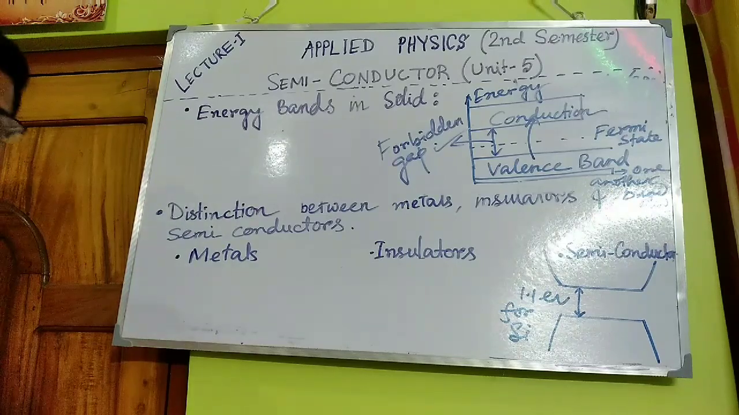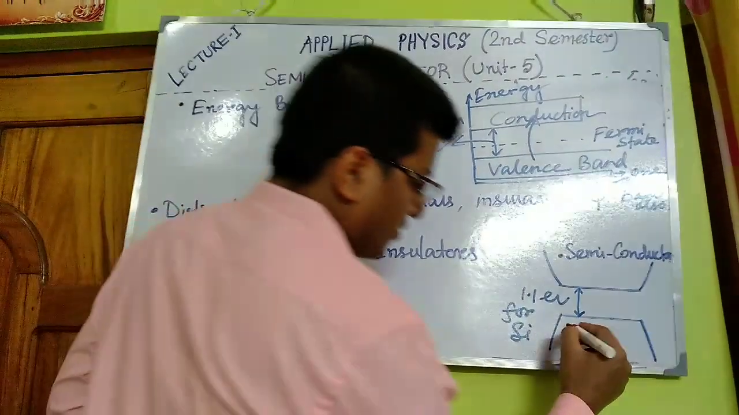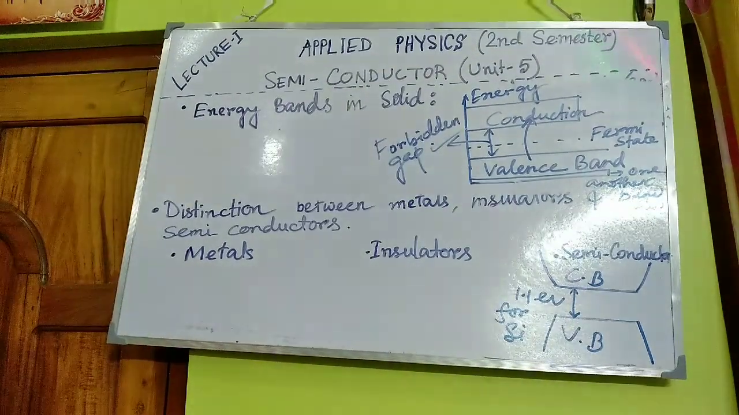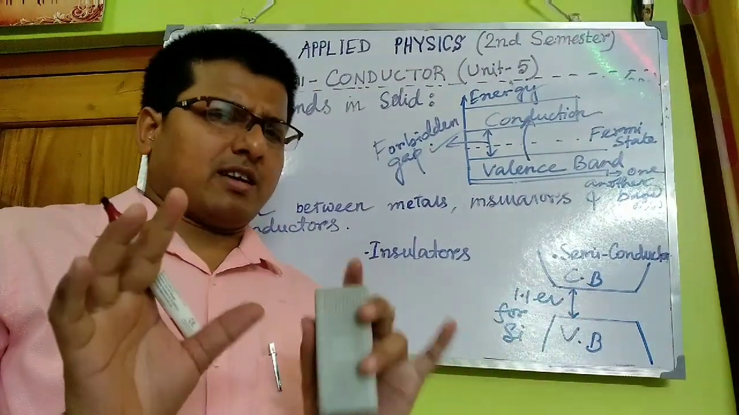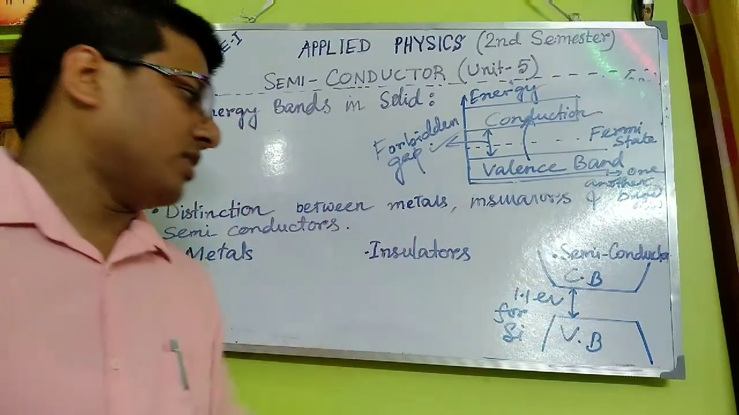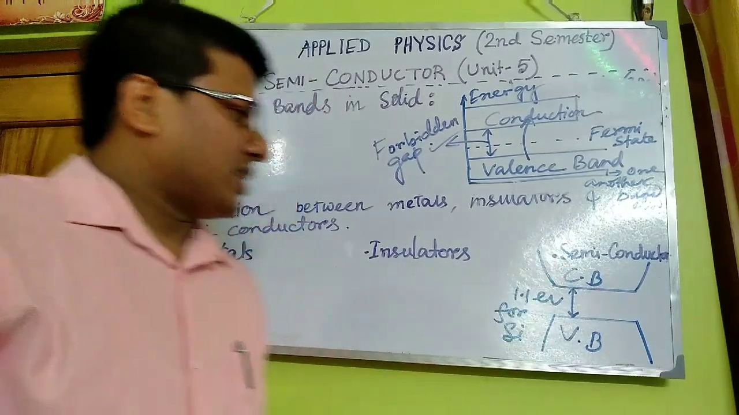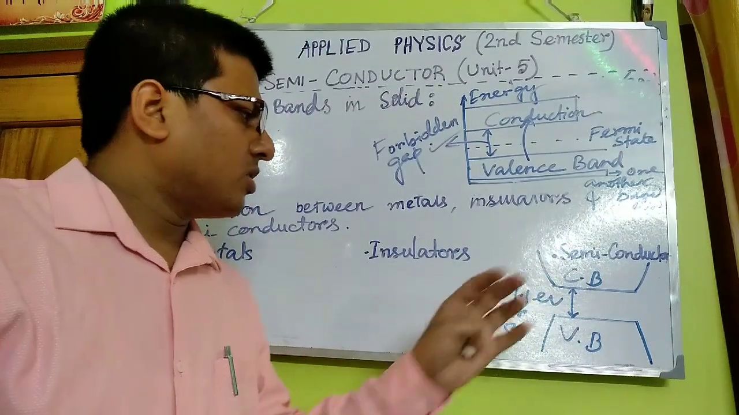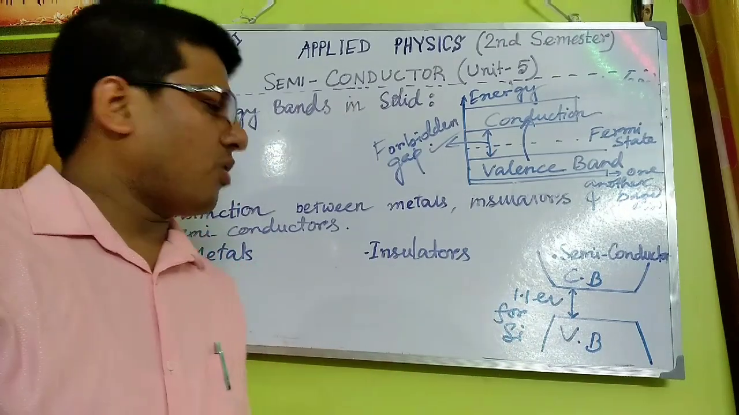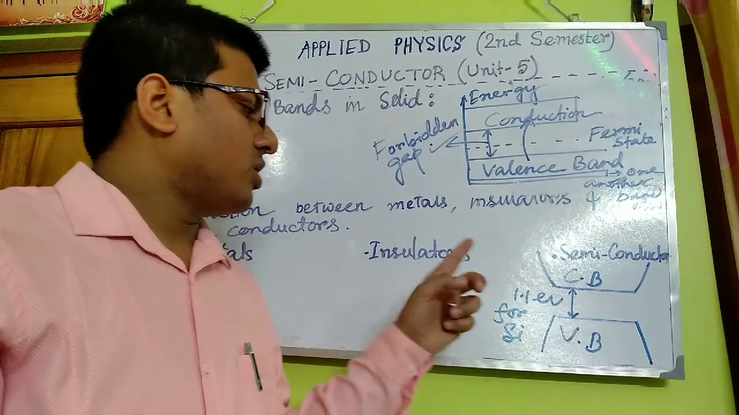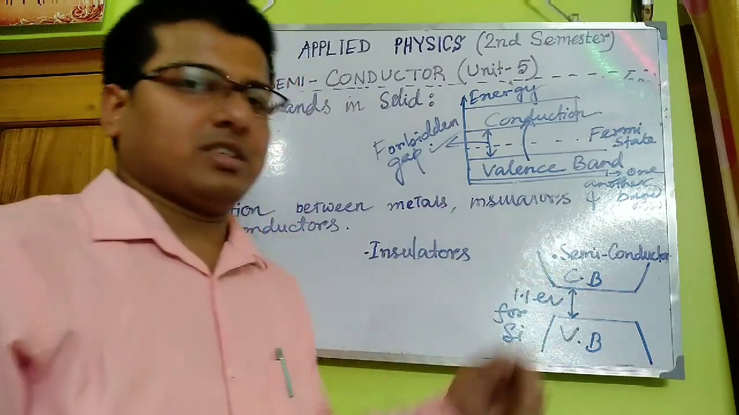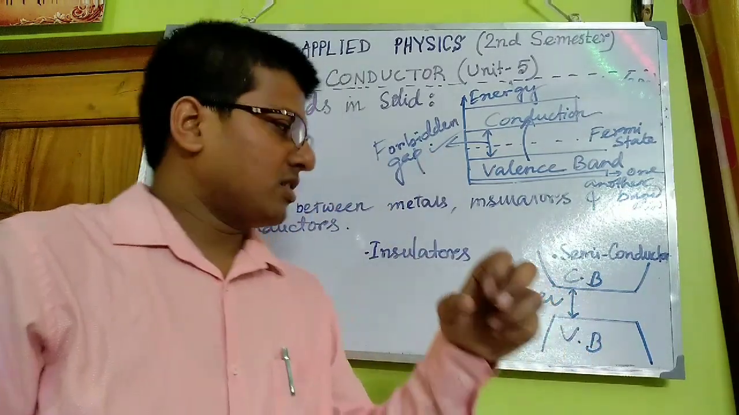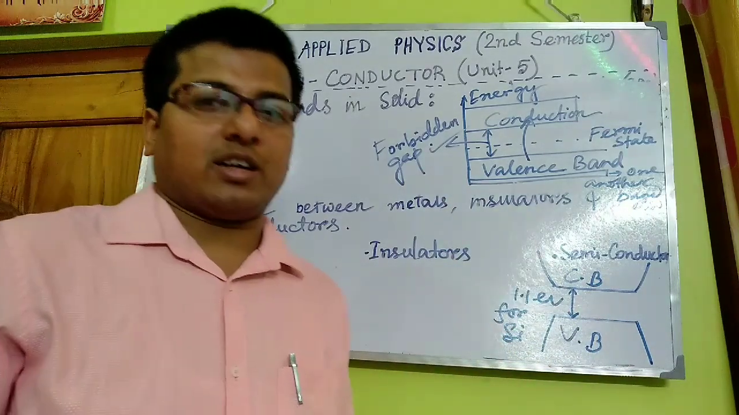Only 1.1 electron volt. At room temperature, one electron from the valence band can jump to the conduction band and can conduct electricity. Though its value is very low, it is possible. For silicon, 1.1 electron volt is the forbidden gap. For germanium, it is less, 0.7 electron volt. So it can conduct electricity with some energy. The electron can jump from this to this, and when the conduction band takes any electron, it is prepared to conduct electricity.